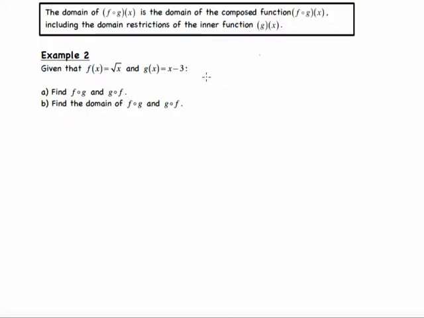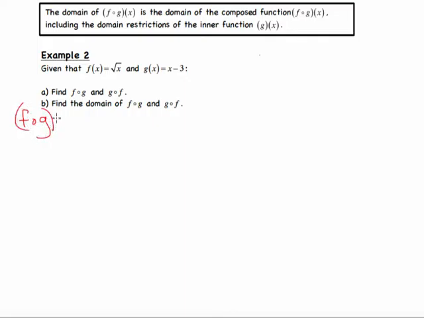So you compose your function first, then you find the domain of your new function, and then you separately look at the domain of the inner function and include any domain restrictions for that. And the intersection between the domain of the composed function and the domain of the inner function is going to be your complete domain for the whole problem, for the whole composition. So let's first compose f of g of x.